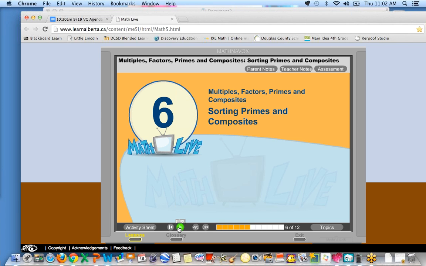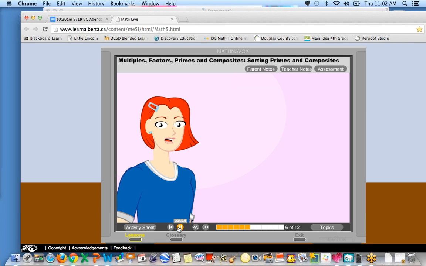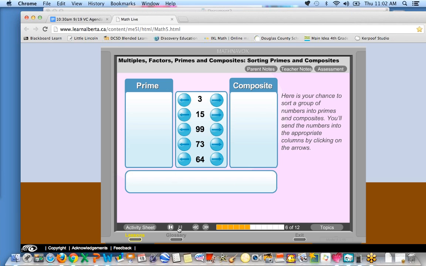All right, so we're going to look at some of these now and sort them. Here's your chance to sort a group of numbers into primes and composites. You'll send the numbers into the appropriate columns by clicking on the arrows. All right, let's look at number 3. Is it prime or composite? You could type a P or a C into the chat.